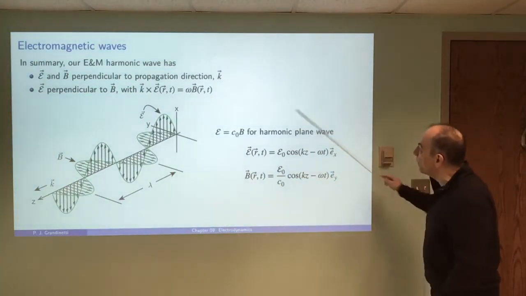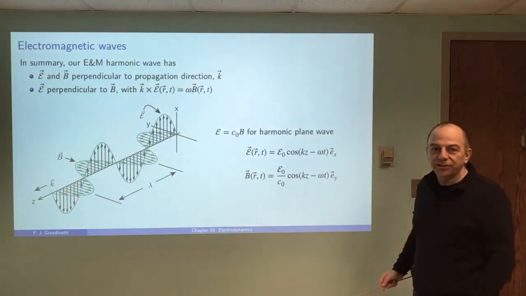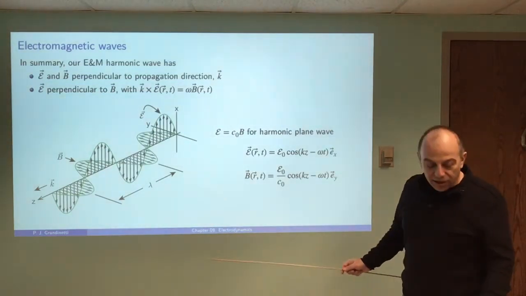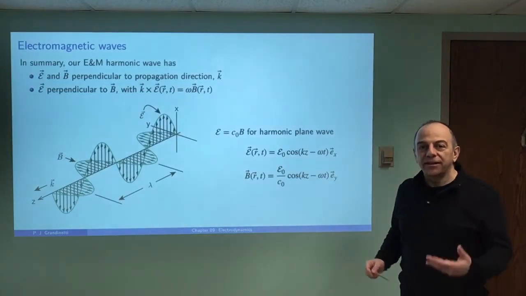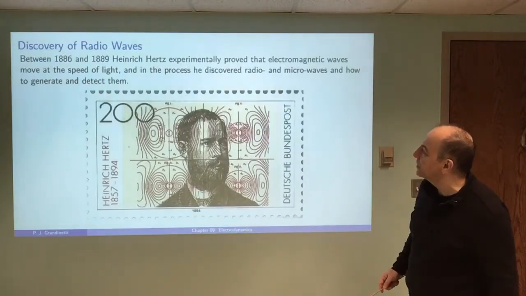And so for our harmonic plane waves, we can write down the real parts, and we have these solutions here. Okay, so that's it. That's our derivation of the electromagnetic waves that we associate with light that comes out of Maxwell's equations.